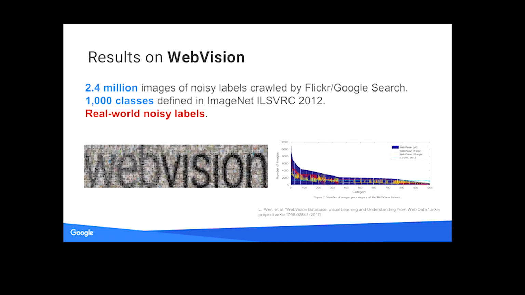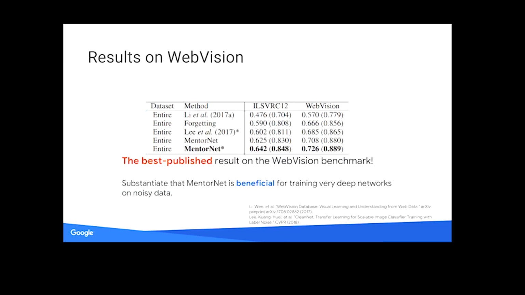Then we go to real-world noisy data. Here we consider a data set called WebVision. It includes 2.4 million images and over 1,000 classes. These images are crawled from Flickr and Google search, so this represents real-world noisy labels. I want to emphasize that these images have real-world noisy labels, and we do not know what the noise fraction in this data set is. We compare our method to some existing methods on this benchmark, and we achieve the best published result. We believe that this result, together with all previous results we have seen, substantiates that MentorNet is beneficial for training very deep networks on noisy labels.